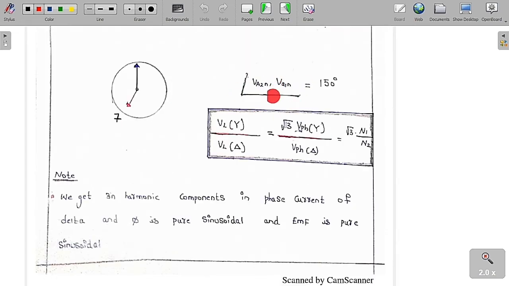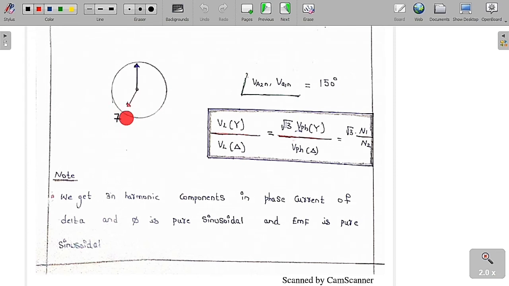So you can see clearly the angle between the A2N and A1 is nothing but 150 degree. But if you go for sign convention, it is minus 150, because I have already told you the high voltage winding's phase line to neutral voltage or phase voltage is represented by the minute hand, whereas the low voltage winding's line to neutral voltage or phase voltage is represented by the hour hand. So therefore the time is now 7 o'clock.